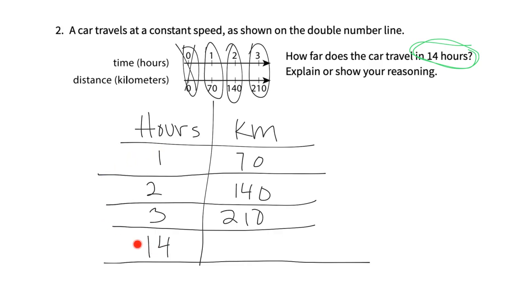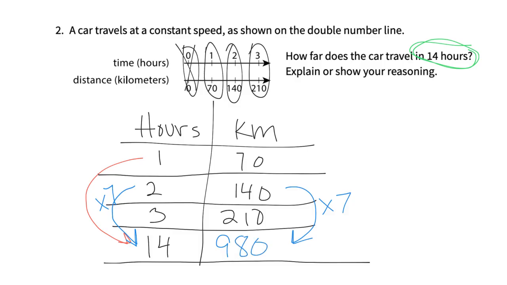Well, I could either do 1 times 14 to give us 14, or we could do 2, and I want to do it in a different color. Let's do it blue. 2 times 7 to get us 14. So let's do that one. 2 times 7 is 14. So we're going to multiply 140 by 7, and that's going to give us 980 kilometers, because 140 times 7 is 980. So now we know that car will travel 980 kilometers in those 14 hours.